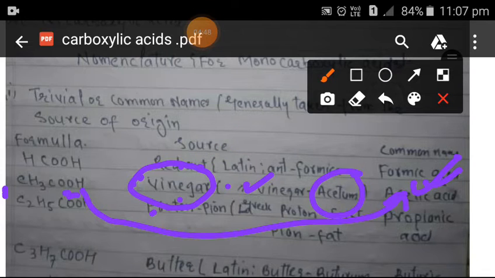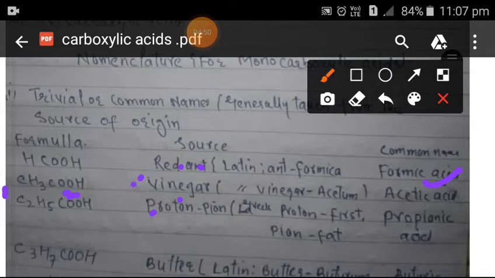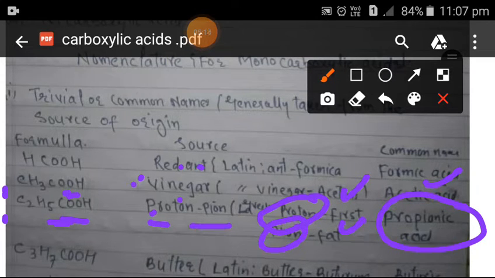Similarly, we have another compound, C2H5COOH. The common name is propionic acid. Its source is protopion. In Greek, proto means first and pion means fat, so it is the first fat molecule. That is why it is called propionic acid.